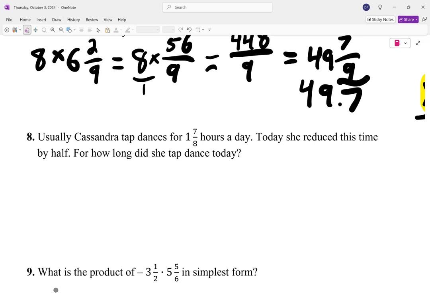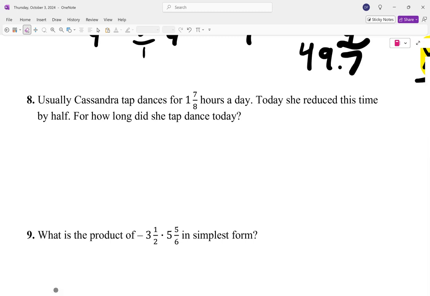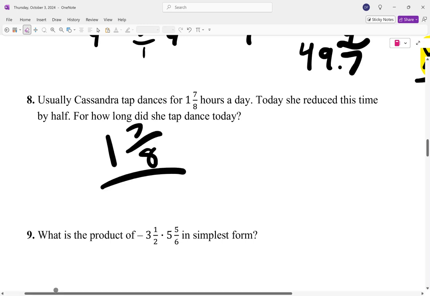Okay, so Cassandra tap dances for 1 and 7/8 hours a day. Today she reduced this time by half. So what we do is we divide 1 7/8 by 2. So 1 and 7/8 over 2, which is a complex fraction, or we could just write it sideways. How do you do that division? First, we turn the mixed fraction into an improper fraction, so 15/8.